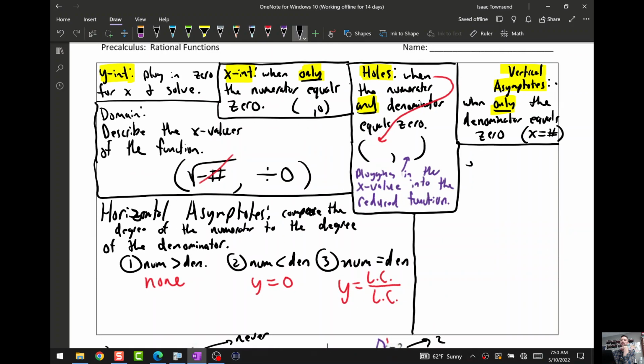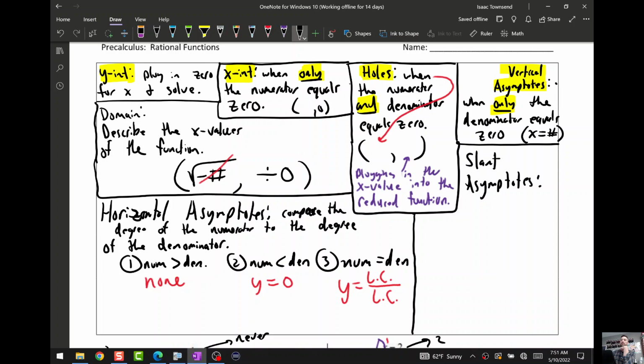Okay, the last one is slant asymptotes, also known as oblique asymptotes. In America, we typically refer to them as slant asymptotes, but I think most of the rest of the world refers to them as oblique asymptotes. Also, if you ever participate in a math contest, probably more than a 50% chance they would refer to it as oblique instead of slant, but same thing.